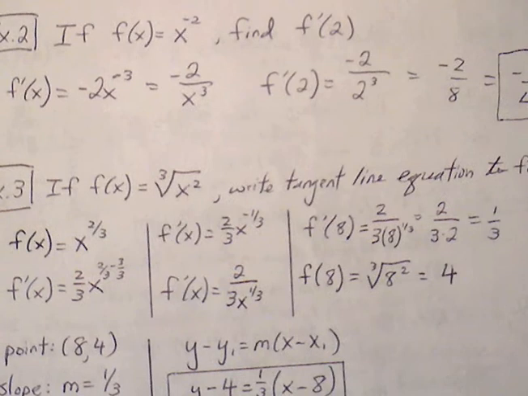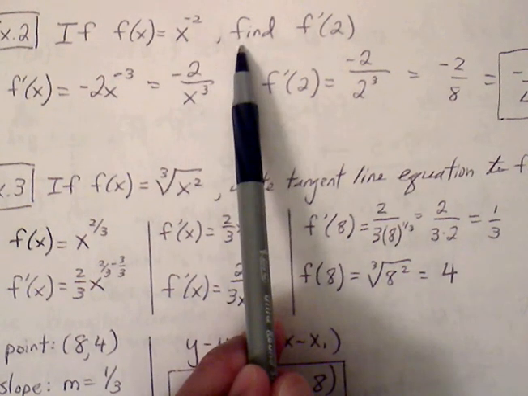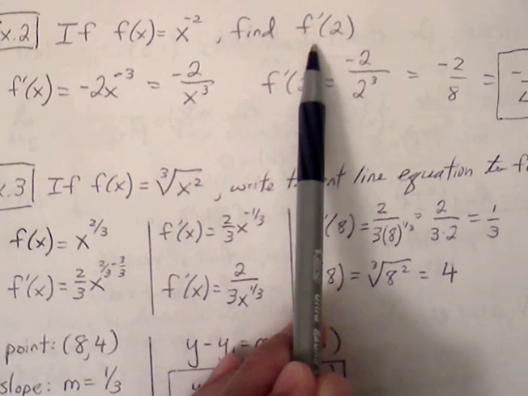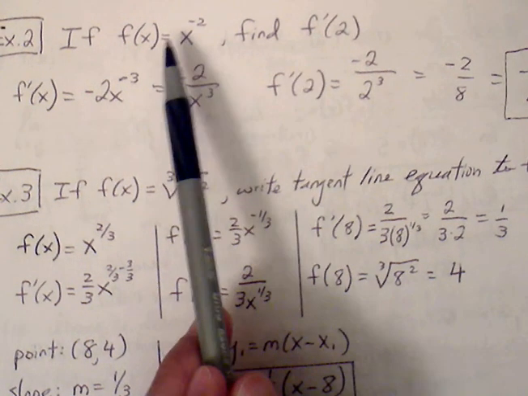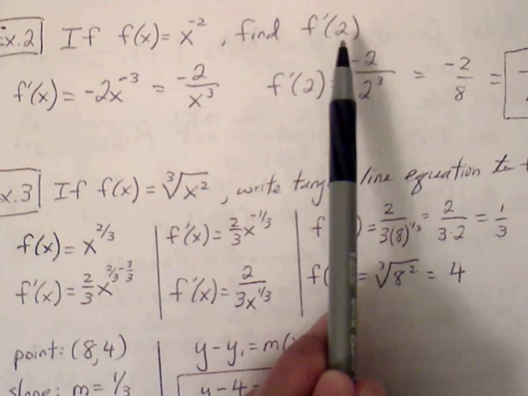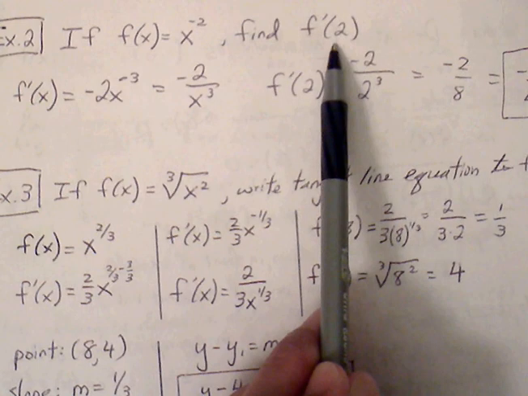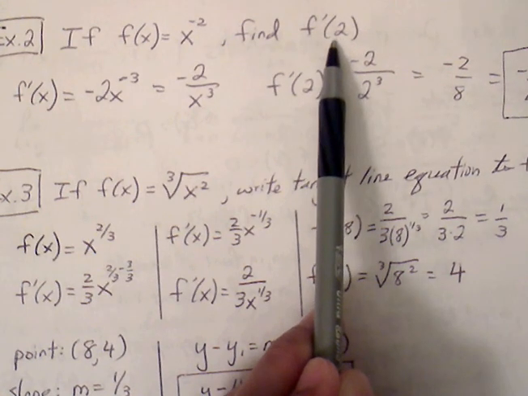A couple more examples. If f of x equals x to the negative 2, find f prime of 2. So this is a two-step process. We first need to find the derivative using the power rule, and then we can plug 2 into the derivative function to find the exact slope, the exact steepness of the curve at that point.